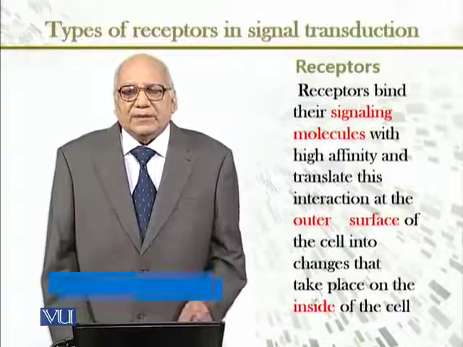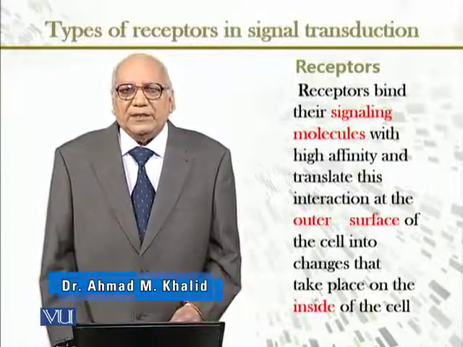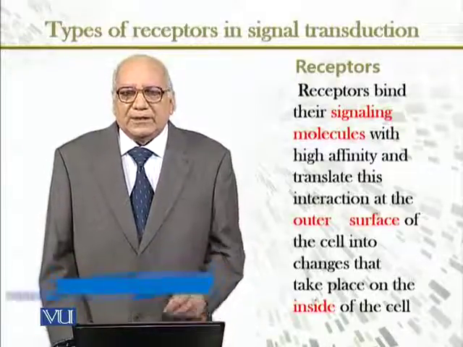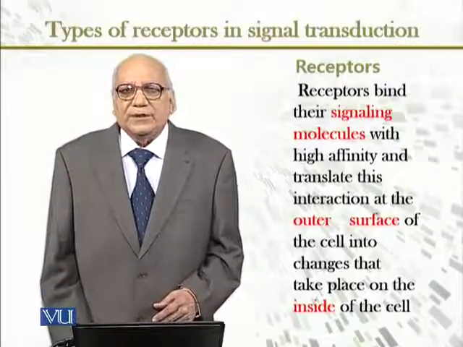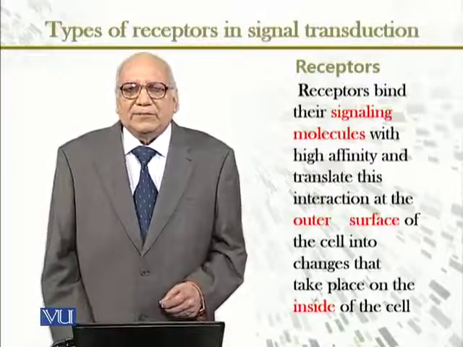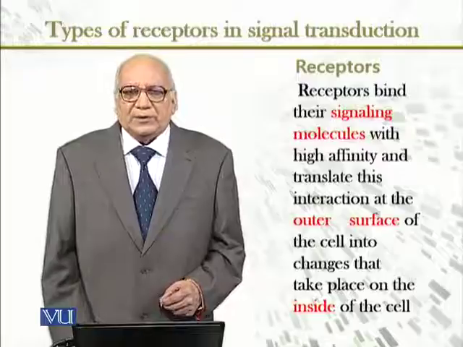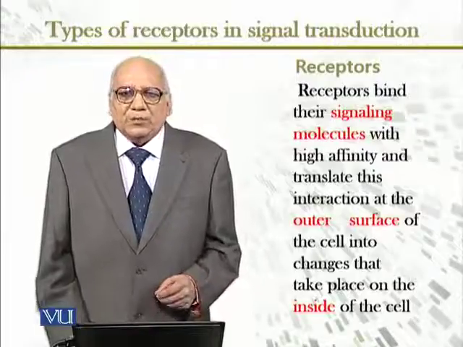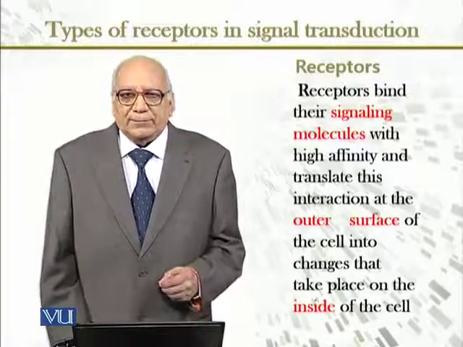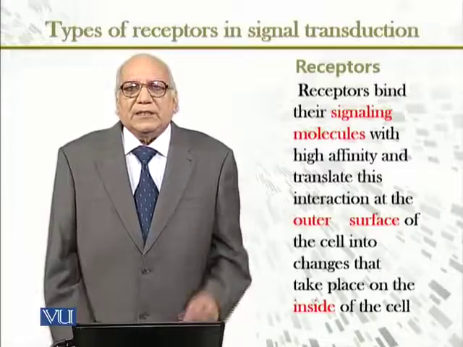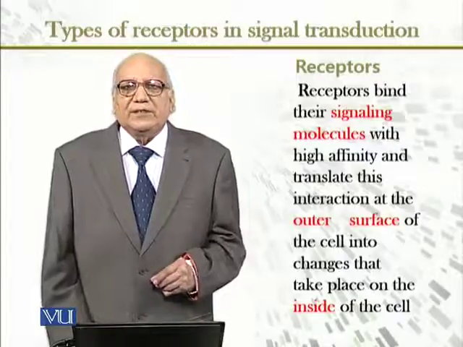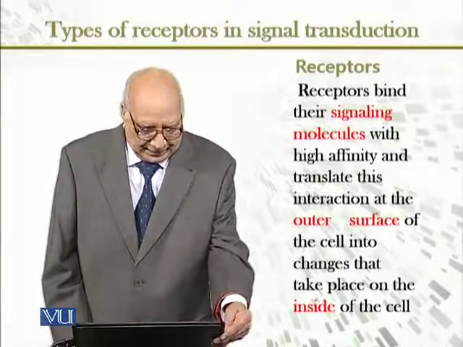The cells communicate by producing different types of high affinity molecules. High affinity molecules are those which have a very high likeness for the receptor, and those receptors are developed on the outer surface of the cell, while the changes take place inside the cell. From the outer surface, they receive the signal and then make the changes in the cell appropriately.